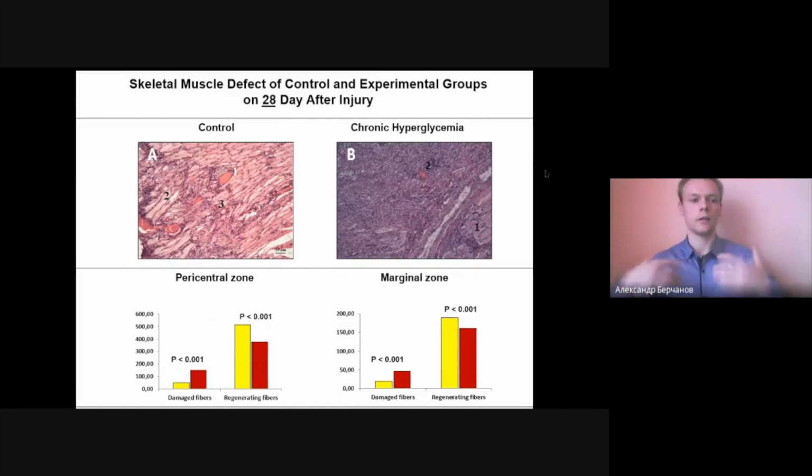On the 28th day of the study, the muscle defect site of chronic hyperglycemia rats was filled with fragments of muscle fibers, numerous vacuoles, leukocytes, and connective tissue. The signs of post-traumatic myositis were observed in marginal areas of the defect. The damaged muscle fibers number in chronic hyperglycemia rats was significantly higher. The regenerated fibers number in experimental rats was less.